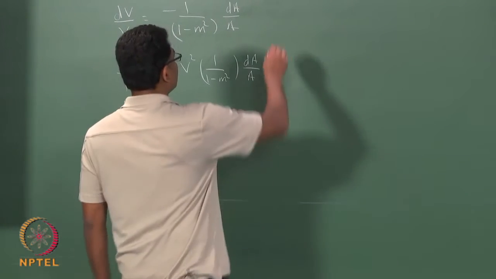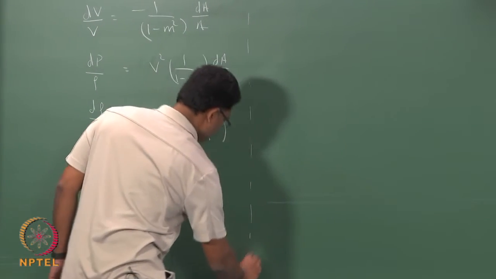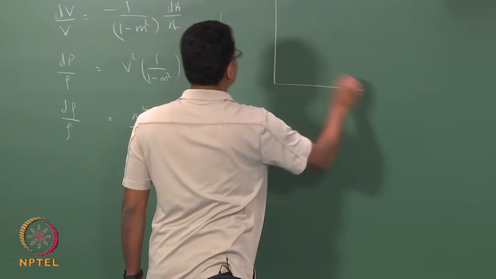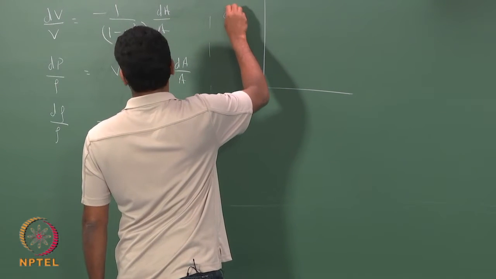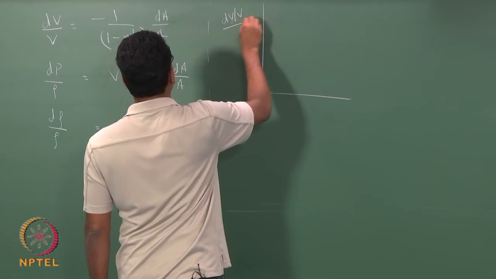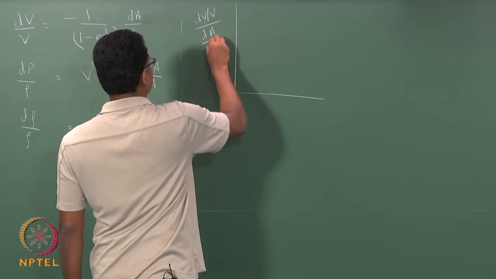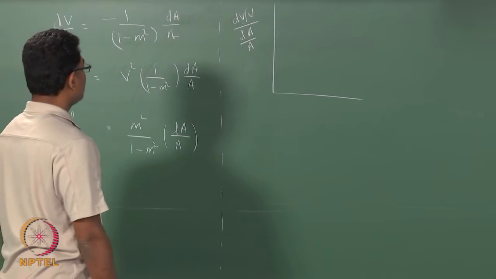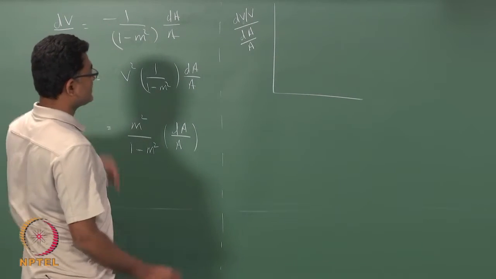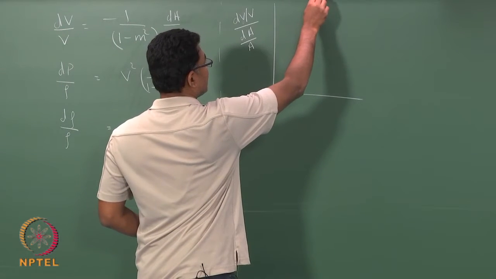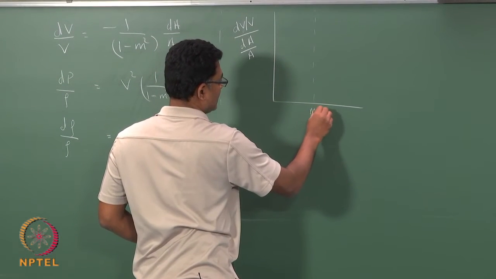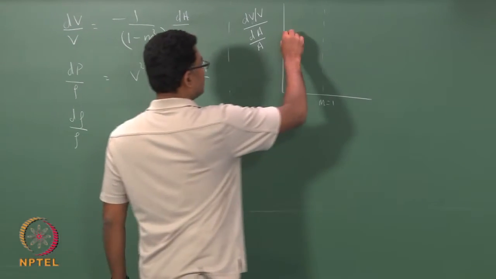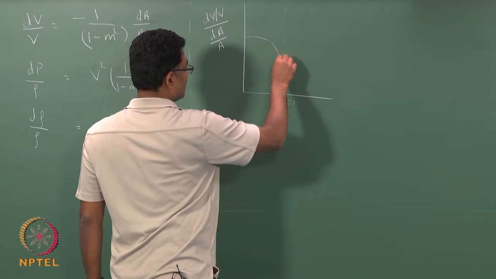So, we will try to see how these quantities vary with respect to Mach number. So, if I take dV by V by dA by A, this will vary according to this equation, which is going to be some discontinuity happens at M equals 1. So, you would see something like this.